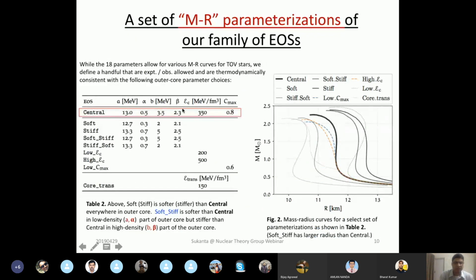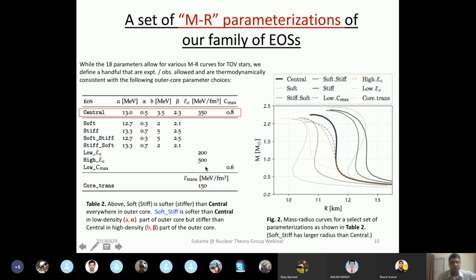Okay, so these are the values for the central equation of state. For what we term the soft equation of state, which is the most compact object for any given mass, this MR curve has smaller values for all of these parameters, A, alpha, B, beta, compared to the central values. Here we don't play with the EC, Cmax parameters.